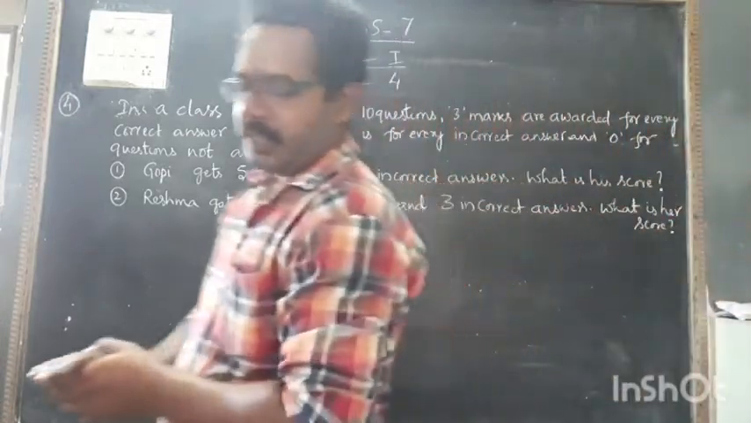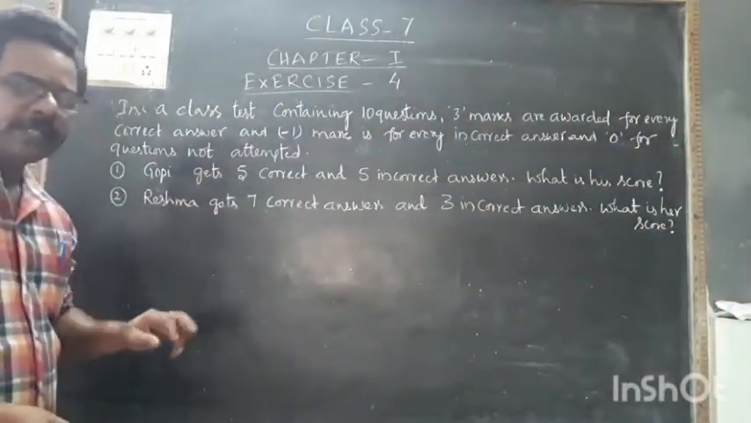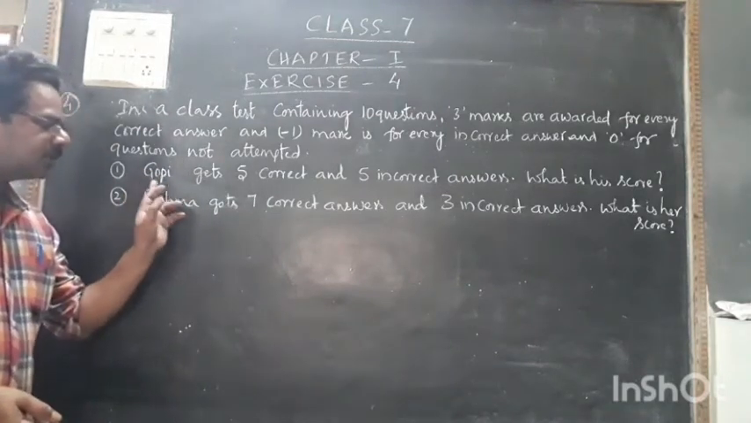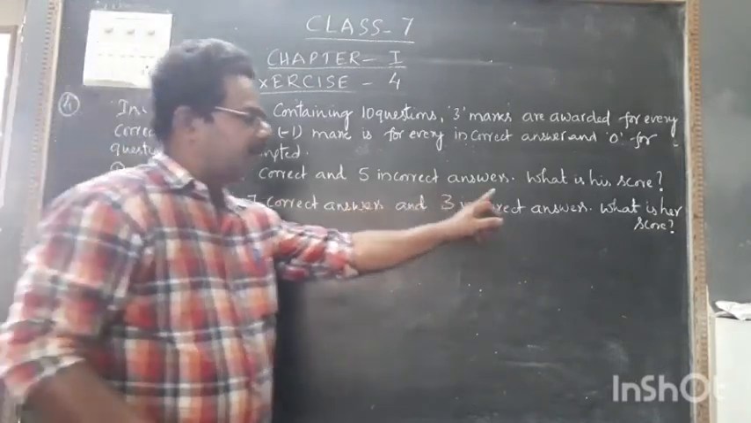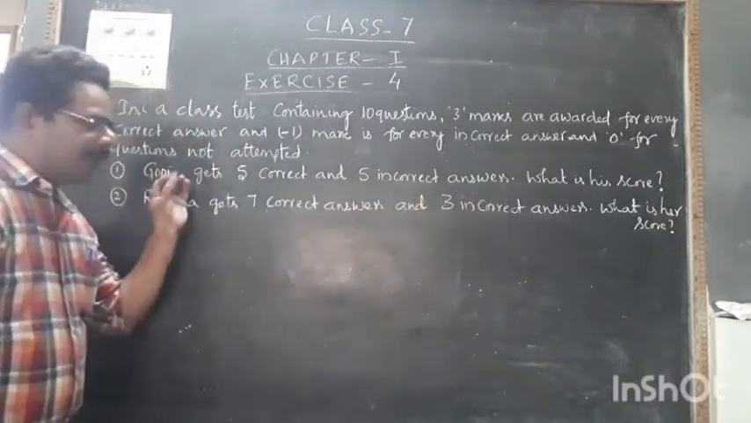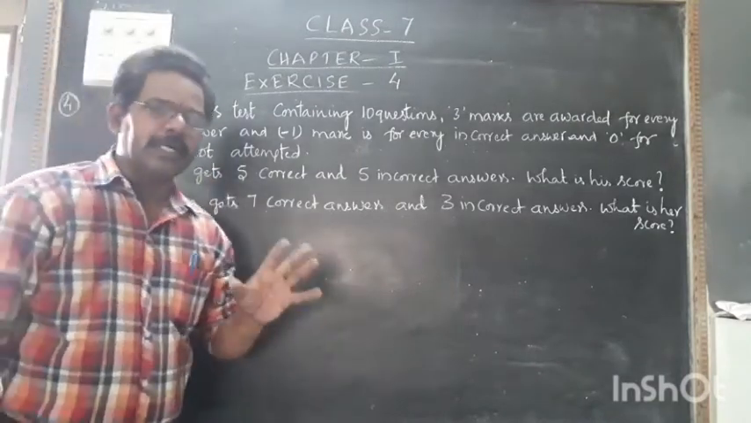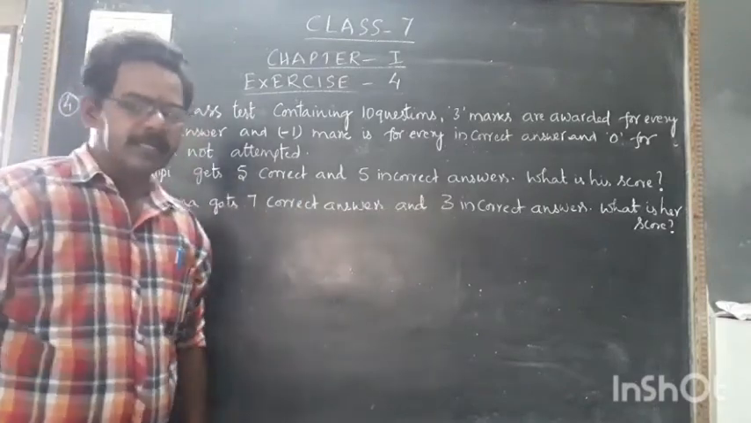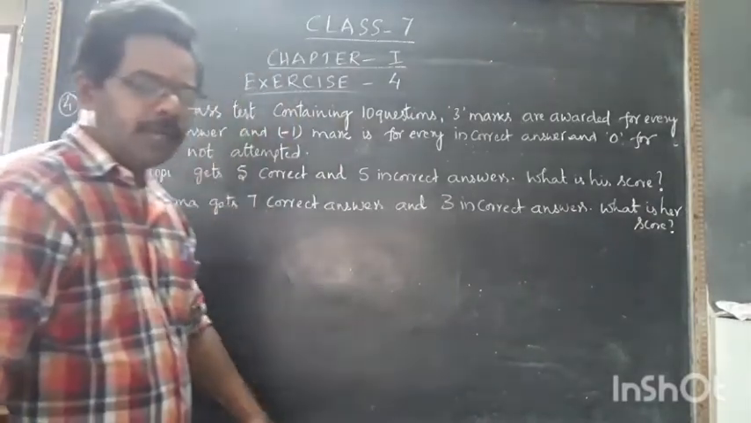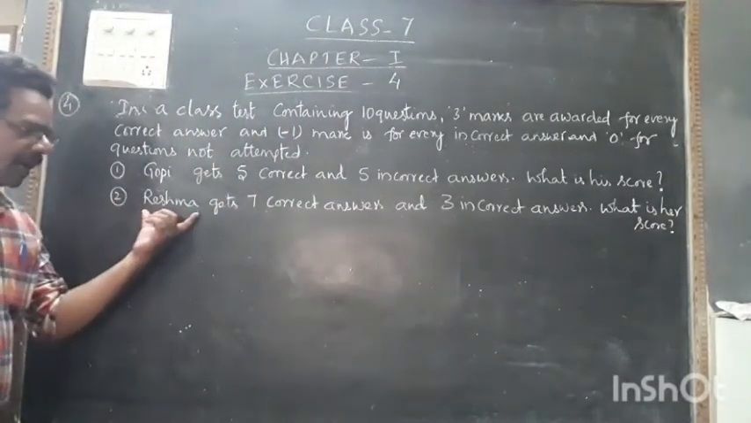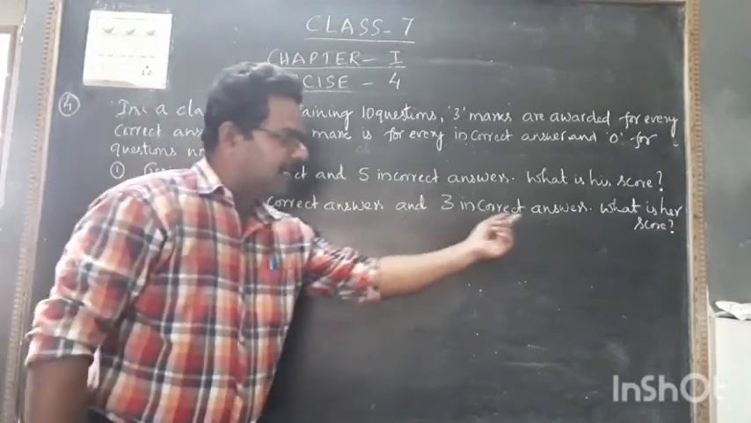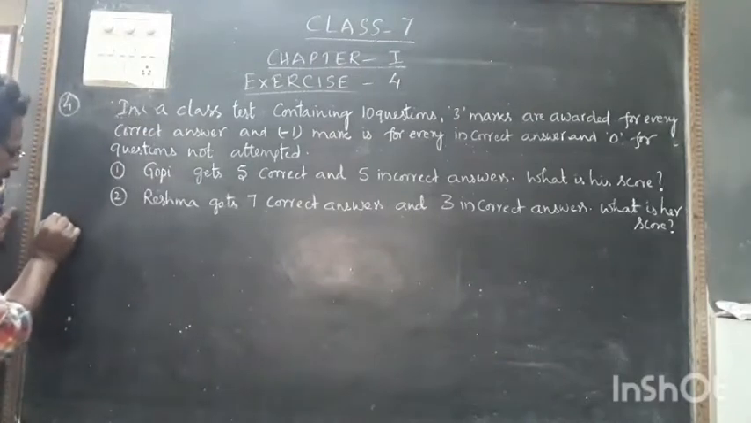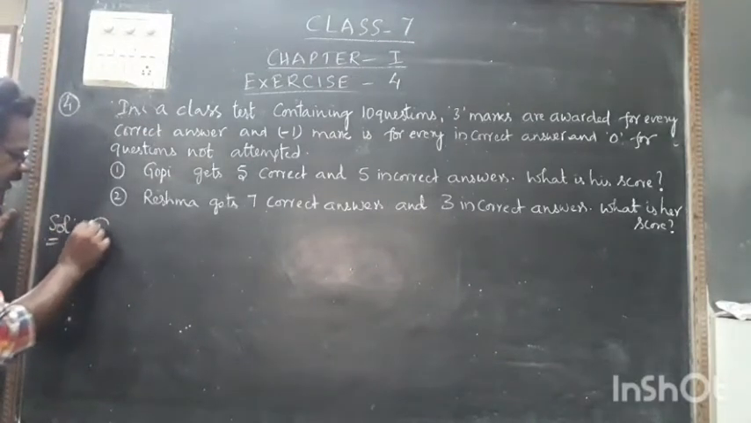Now what we have to do is, they have given 3 questions in total, but I have written only 2 questions and the third question we shall do later. First question: Gopi gets 5 correct and 5 incorrect answers. So Gopi attempted all 10 questions, but 5 questions he got correct and 5 questions incorrect. What is his score? That we have to find out. Next, second question: Rashma gets 7 correct answers and 3 incorrect answers. What is her score?